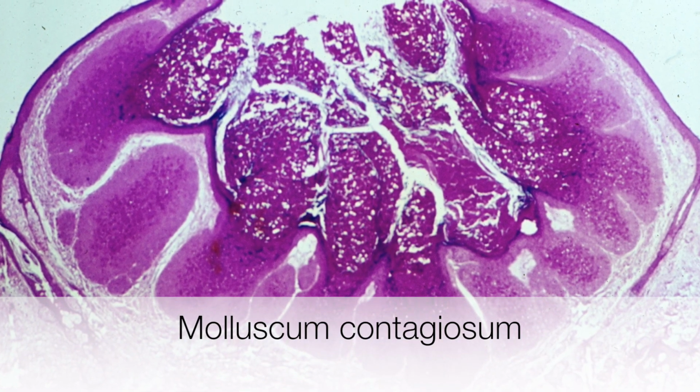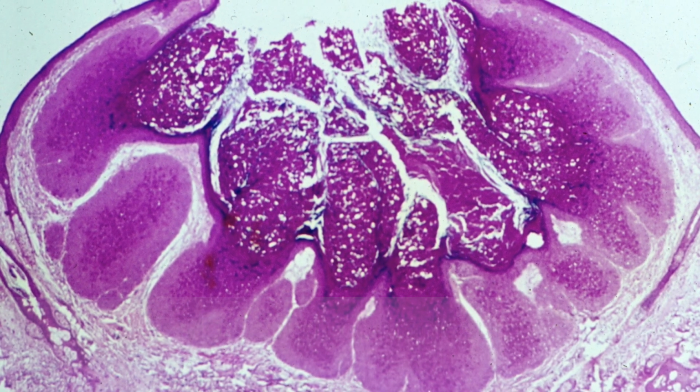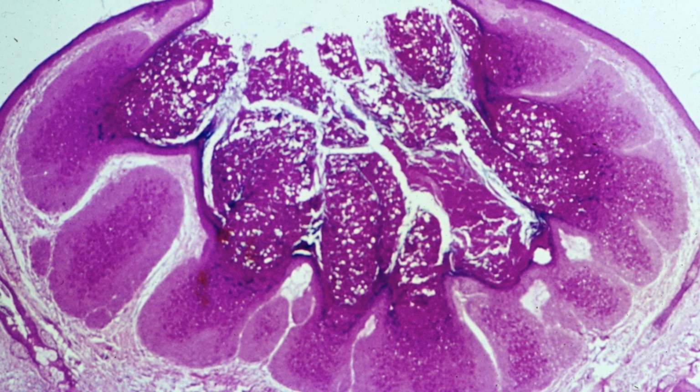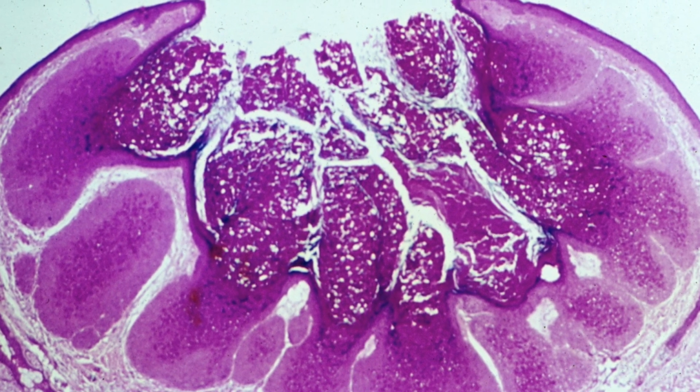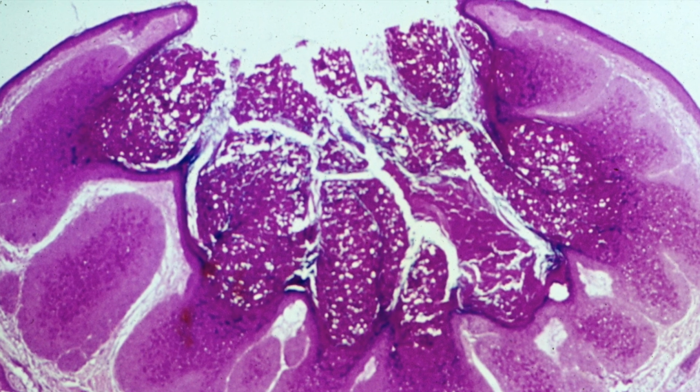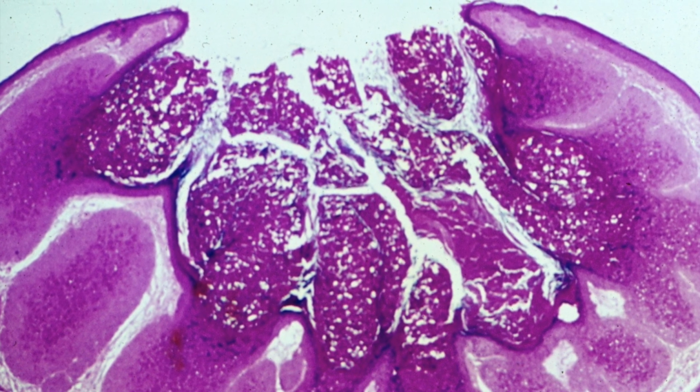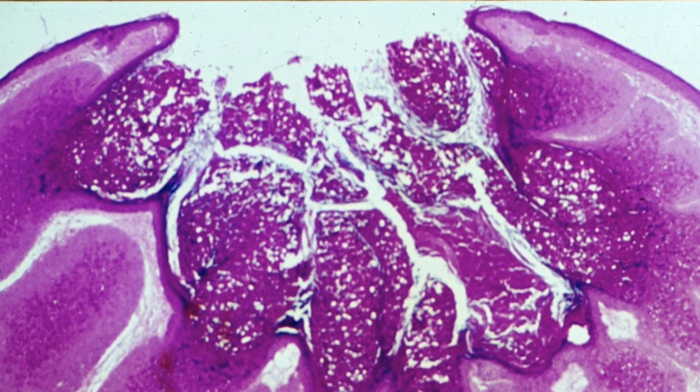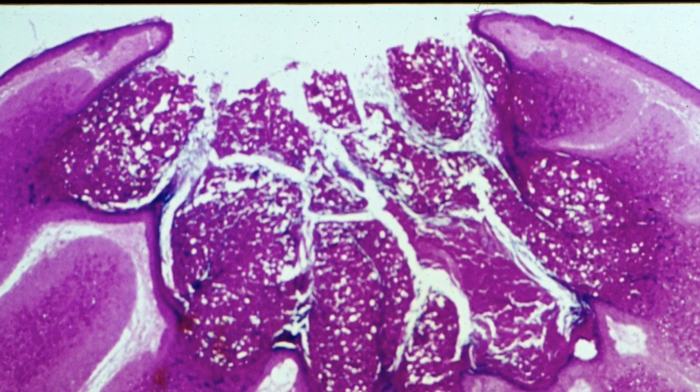Here is a low power view of Molluscum contagiosum. You can see the lobules pushing into the dermis, and as we move to the top of the picture you can see that the lesion is umbilicated with a central crater.